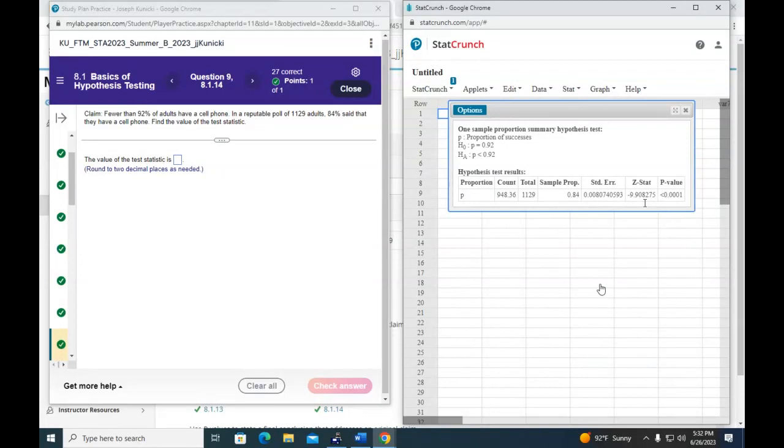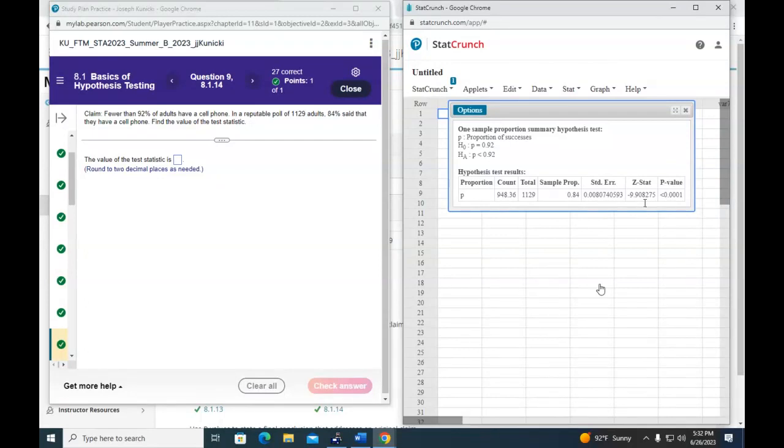We call it z-test, but they call it z-stat. Just to reiterate, the sample proportion and the total, I plugged them in and they gave them right back to us. See, they put it out as a decimal. In reality, we would have put in 948 or 949, because it's people. But since it gave us a percent and a total, we just let it deal with it. It could round it off or not the way it wanted.